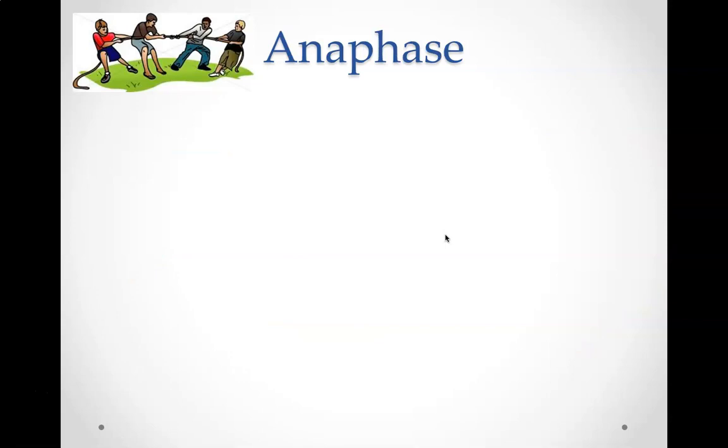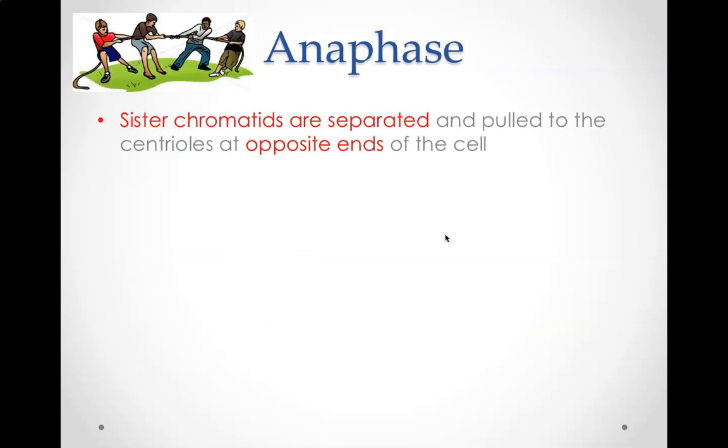Think A for apart. So our sister chromatids are separated, they're being pulled apart, and they're going to be pulled into the centrioles at opposite ends of the cell.